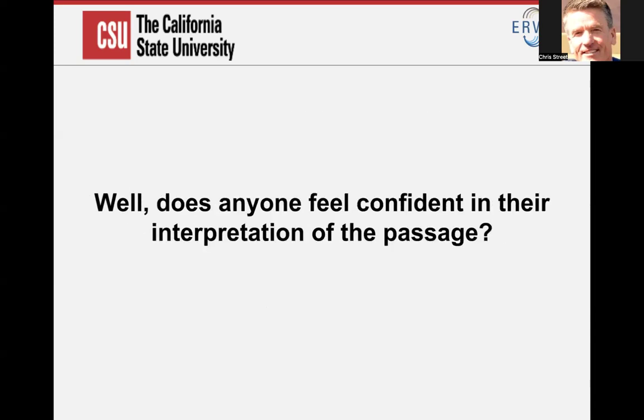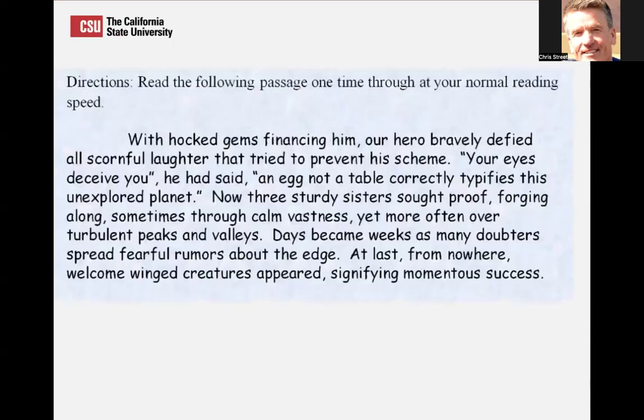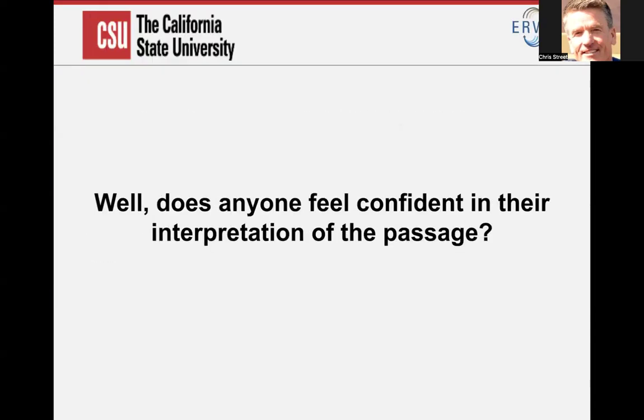Right. So, does anybody feel confident in their interpretation of the passage? Do we know what this is all about? All right. And if you are looking perplexed, like most people do, I've used this passage with students from sixth grade through PhD. The majority of folks, regardless of whether they're kids or adults, can't figure out what this is all about.